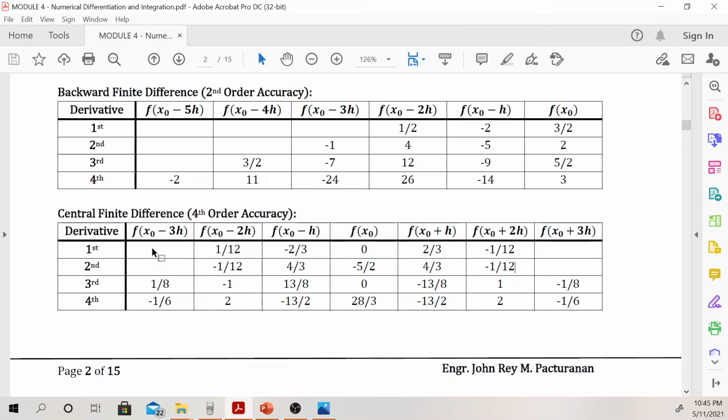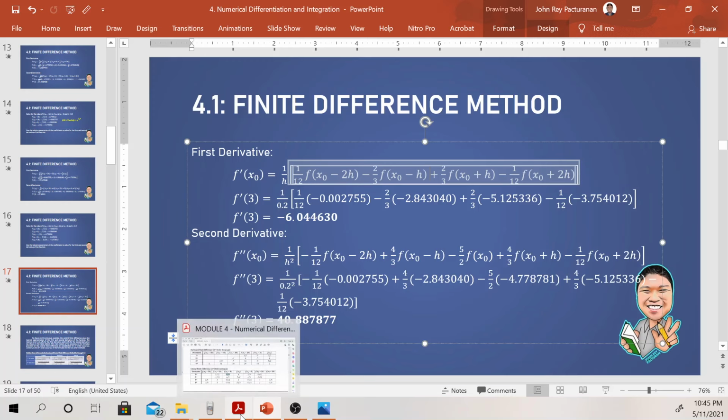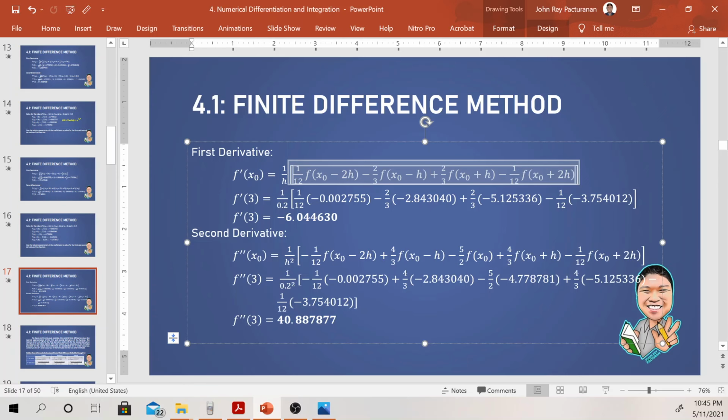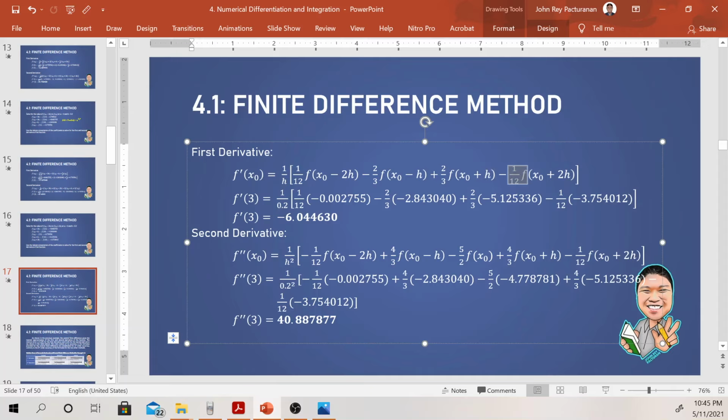Halimbawa, for the first derivative of the central, dito, 1/12 siya ng f of x o minus 2h. So, 1/12. By the way, huwag niyong kalimutan 1/h yan. Tapos, negative 2/3 to. So, negative 2/3. Kung mapapansin nyo, wala na siyang f of x sub o kasi from the table itself, yung x sub o is 0. Dito, no need na siya. And punta ka na sa 2/3 nitong f of x sub o plus h. So, di ba, naging biglang positive 2/3. And lastly, minus 1/12 ng f of x sub o plus 2h. So, ito na yung value.